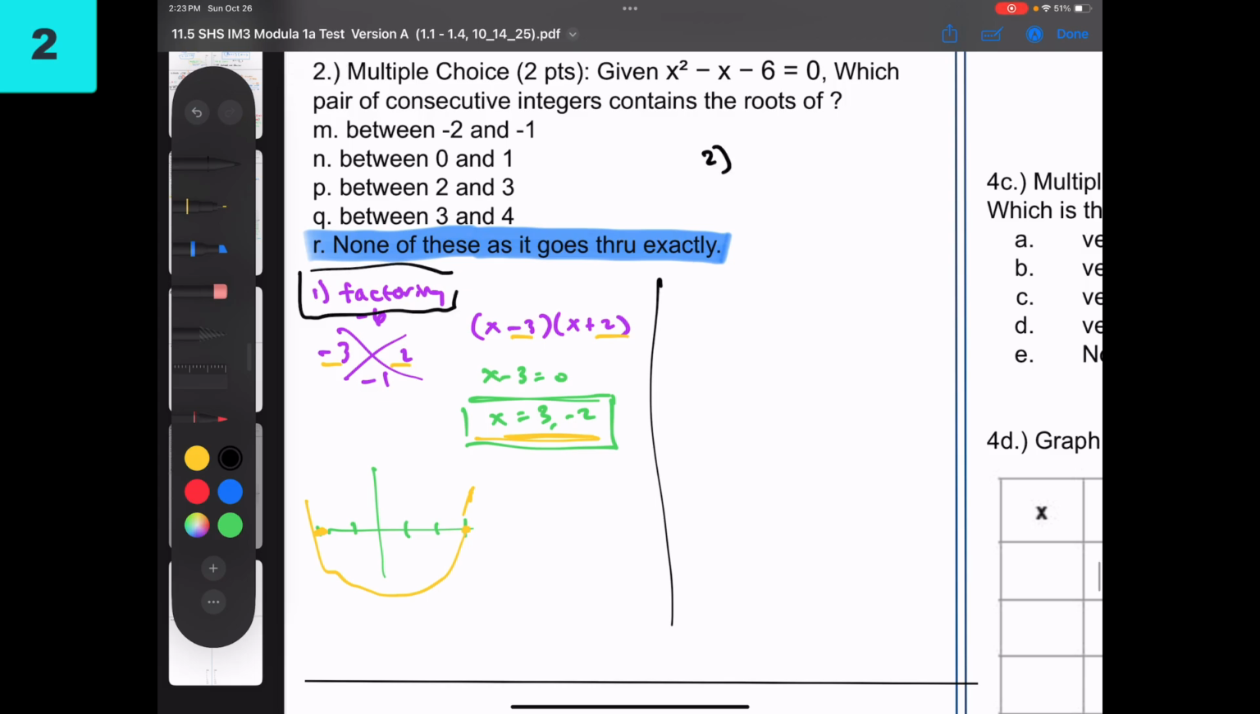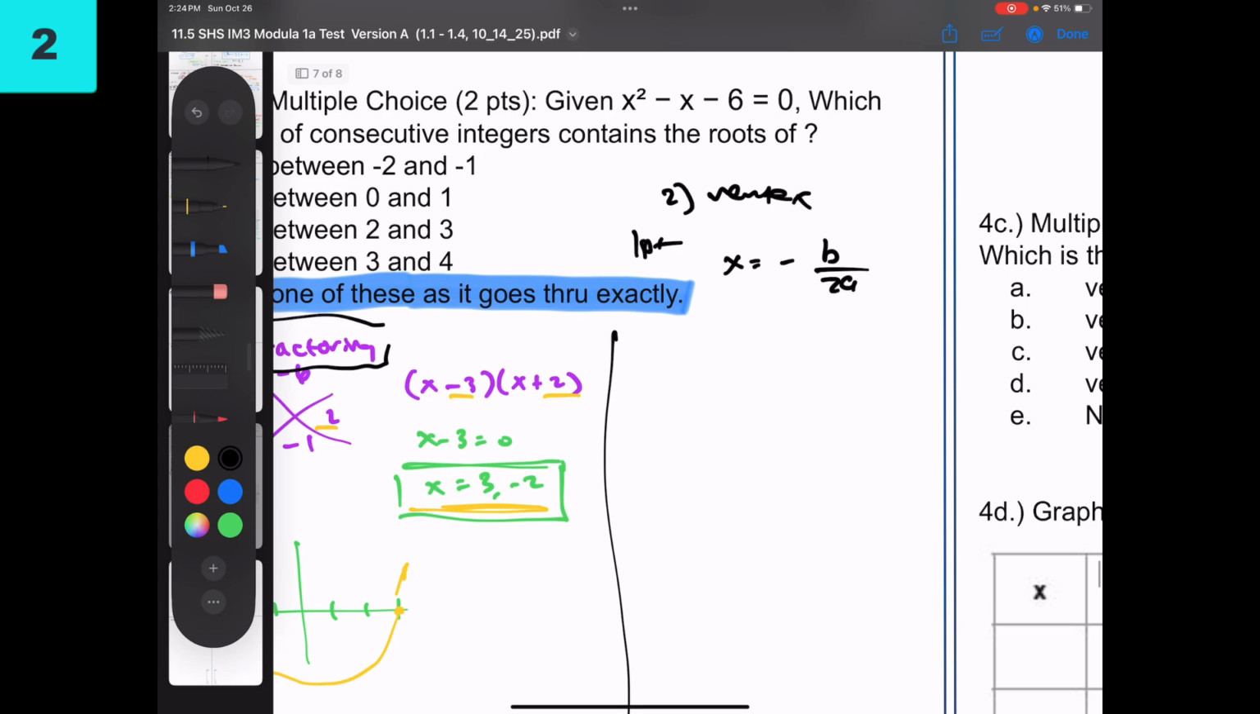Now, the second way you could have done this problem is by standard form, finding the vertex. So writing down the formula, I gave you 1 point for just writing down the formula correctly. A is 1, B is -1, C is -6. So your B value is -1 and your A value is 1. So this would have given you -1 over 2. So that would be -1/2. And this would give you a positive 1/2.